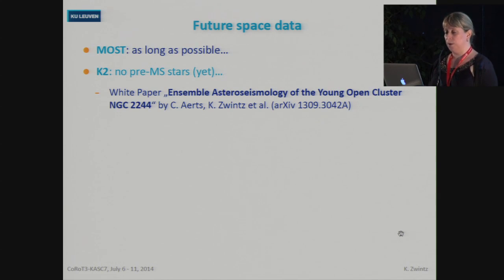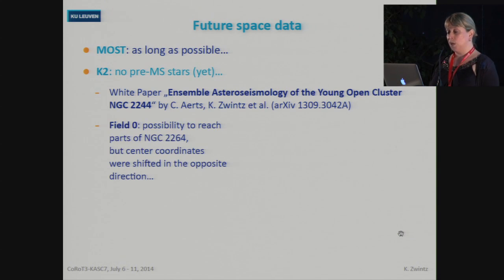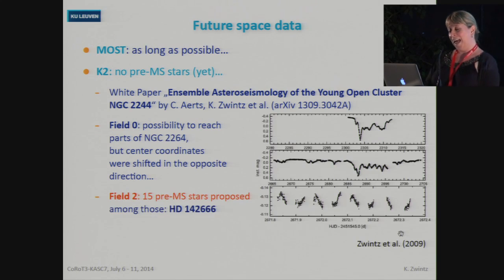We also wrote a white paper on another cluster, NGC 2264. In field 0, I was very excited. The original center coordinates would have allowed that in one CCD we have several stars of NGC 2264, but unfortunately the final decision was to move away from this region, and I lost it again. So I don't have 4 years of Kepler data, and I'm still waiting for a Kepler data point. And so I never give up.